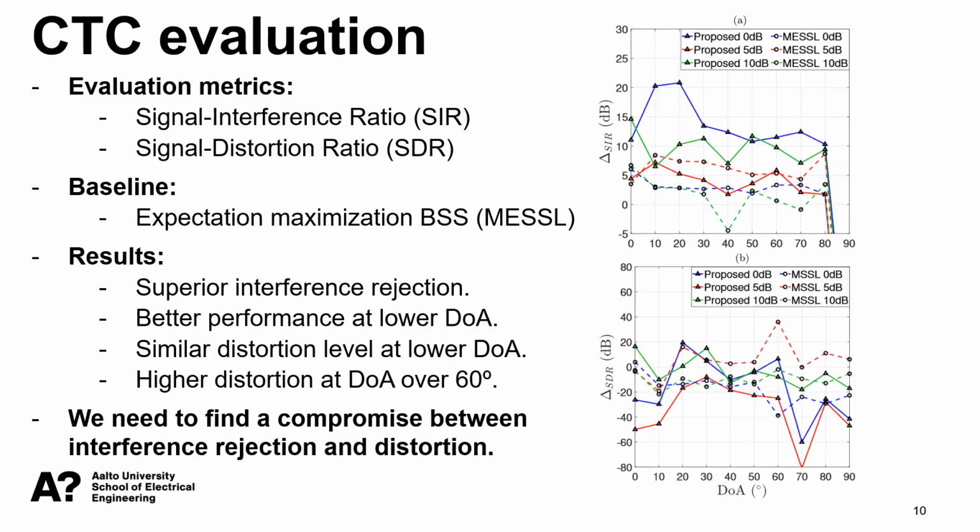Input signals were designed with initial values of 0, 5, and 10 dB of signal to interference ratio, and the 2 figures on the right represent the improvement of these values with respect to the original signal. The results are compared to an expectation maximization blind source separation method that we refer to as MESSL.